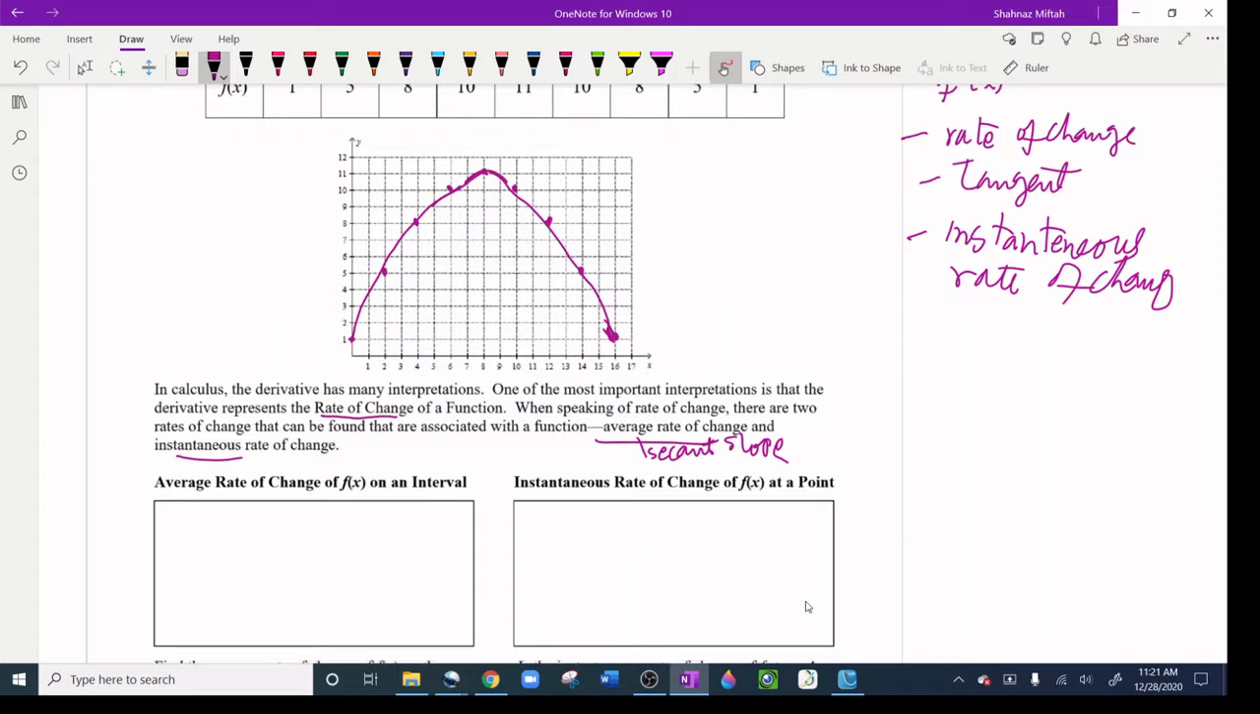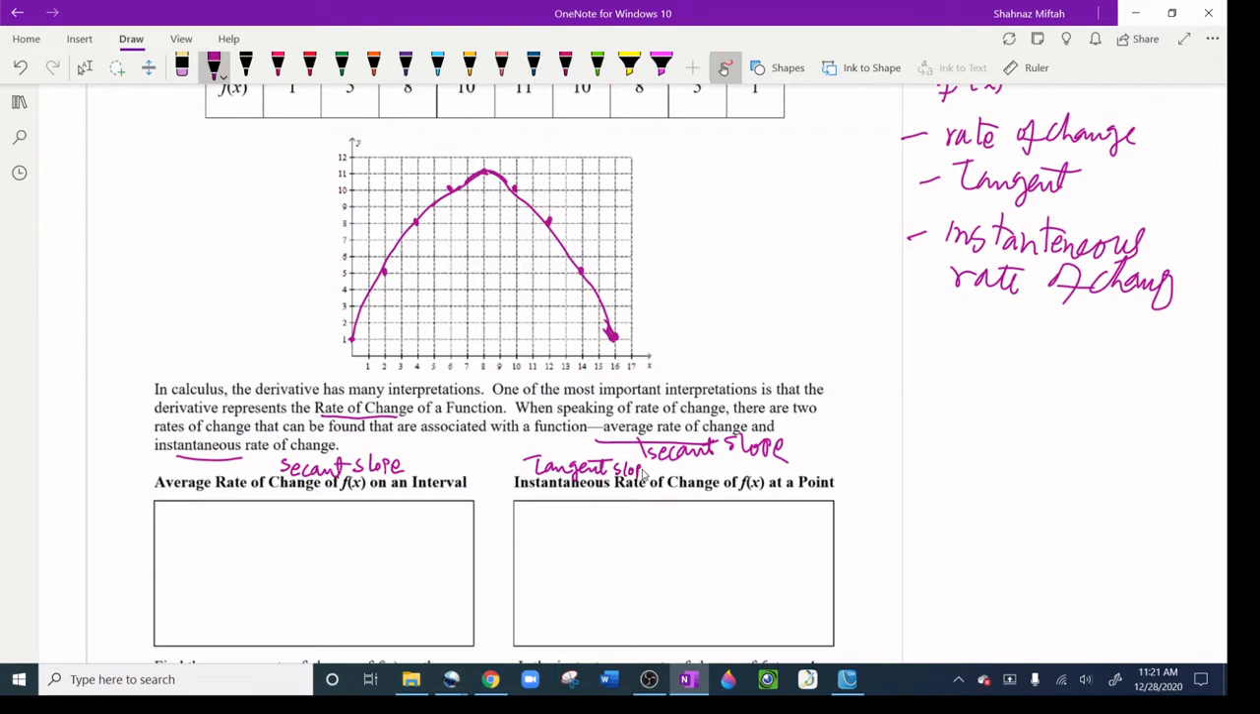So let's do that. We can say, for example, our average rate of change means a secant slope. I already said that, secant slope. And this one is tangent, like tangent and derivative, tangent slope. So this is what I got.